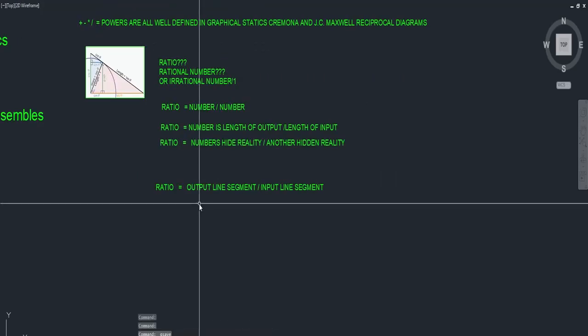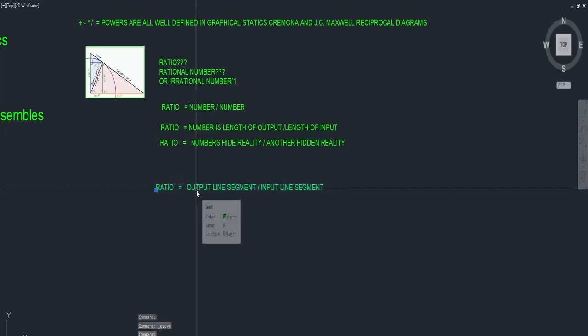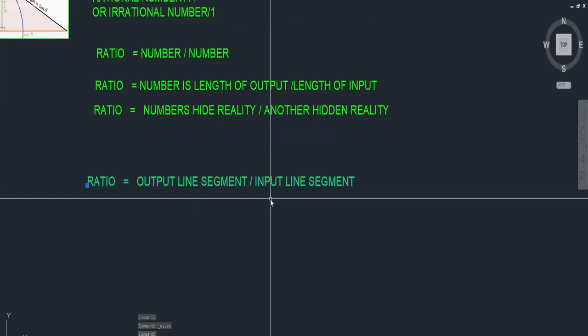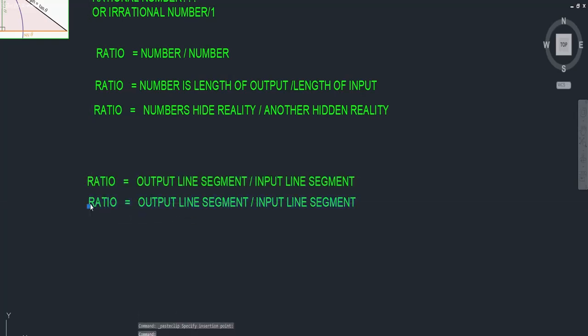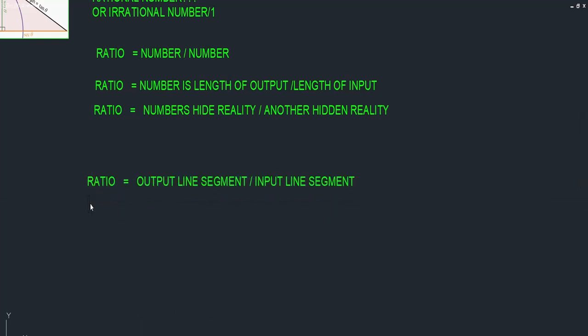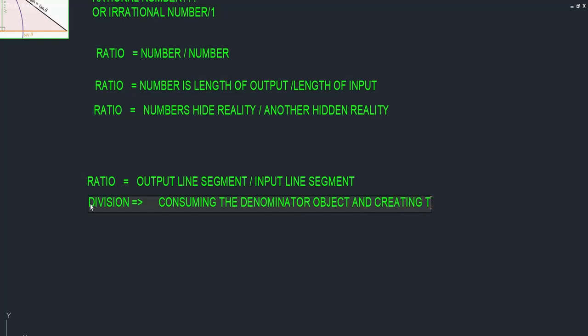Now, ratio is the output line segment divided by the input line segment. We should define the division as per the way Hamiltonian mechanics did and as per the way Cremona and Maxwell defined it. Division implies consuming the denominator object and creating the numerator object, whatever it is.